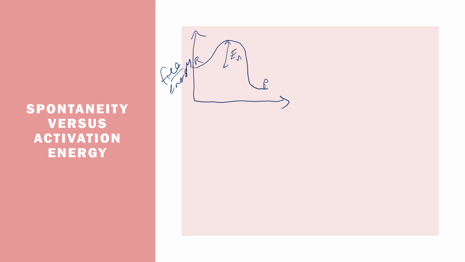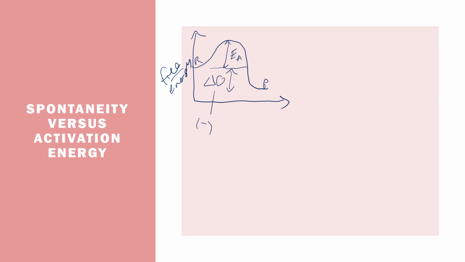And then your products are down here, and the difference between your reactants and your products will be your net free energy change for this particular reaction. So this one will be thermodynamically favorable because delta G is negative. It's going down from the reactants to the products, so it's releasing free energy. It's favorable. But it has that activation energy hump. Any reaction has to meet that activation energy, the minimum energy required for the reaction to start.